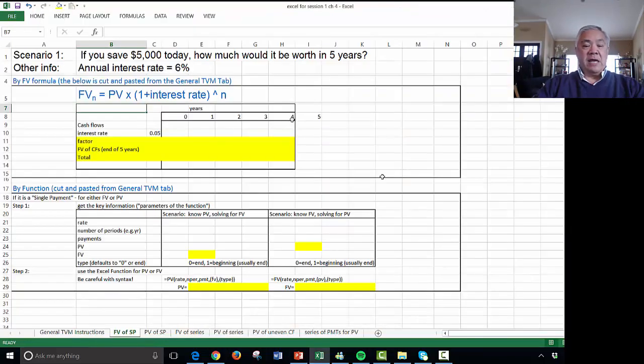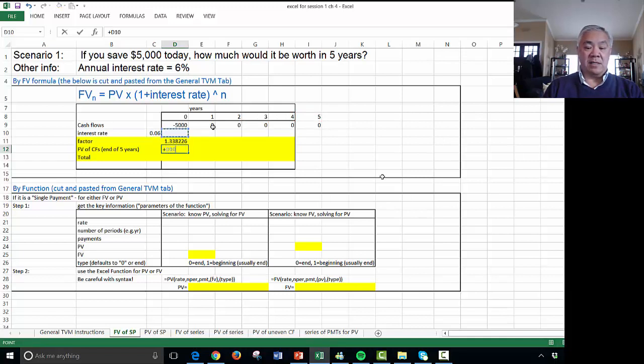Okay, so let's do the first scenario, which is you save $5,000 today, and you want to let it sit there for 5 years. So let's just put that in the grid. So cash flow today is negative 5,000. And there are no other subsequent cash flows, and the interest rate is 6%, 0.06, and the factor is open parentheses, 1 plus that rate, lock it, raised to the power of how many years are remaining, 5 years, okay?